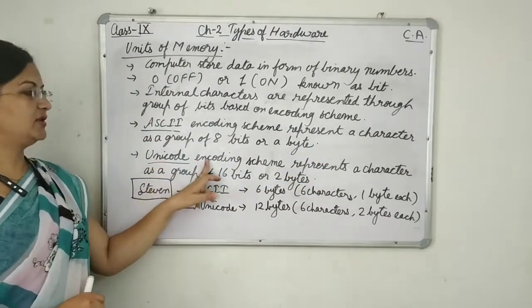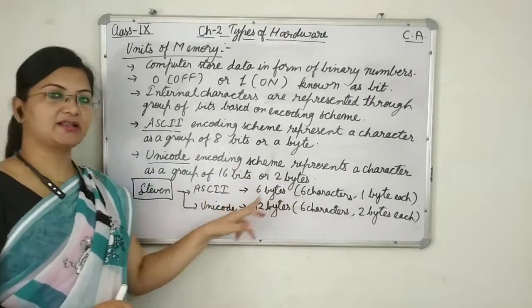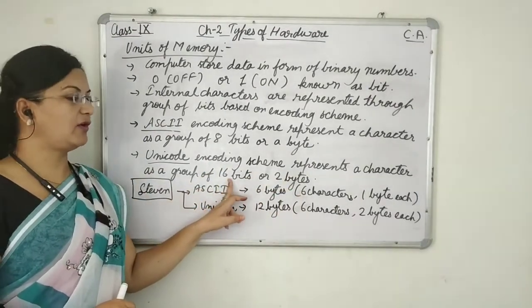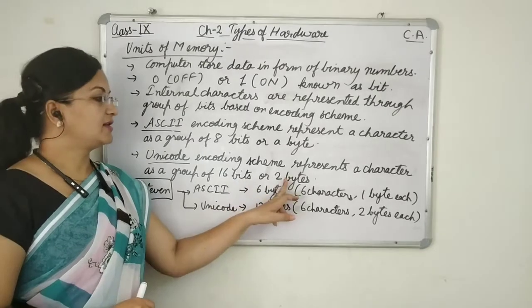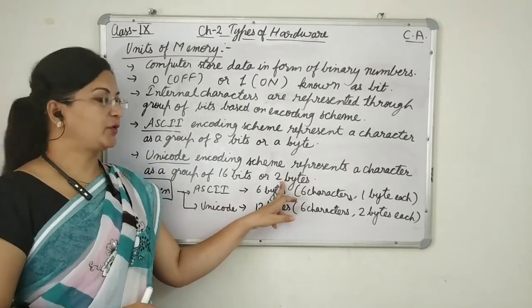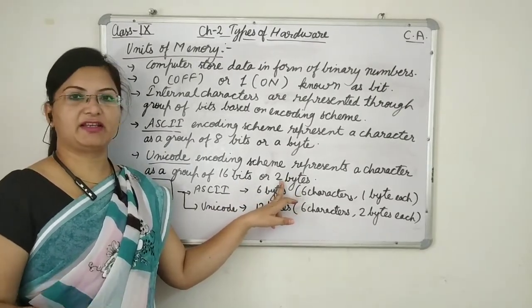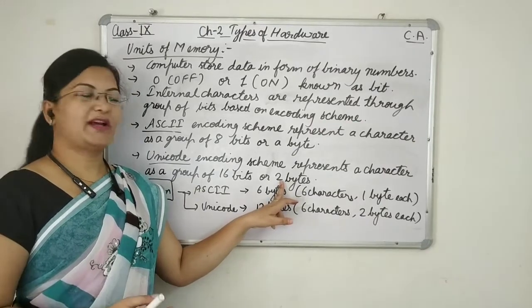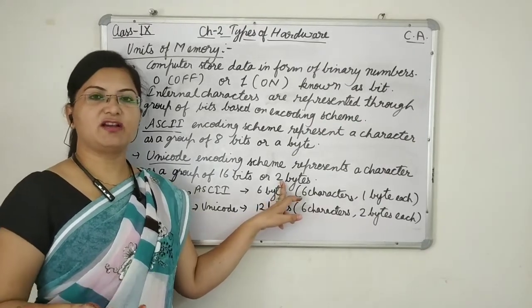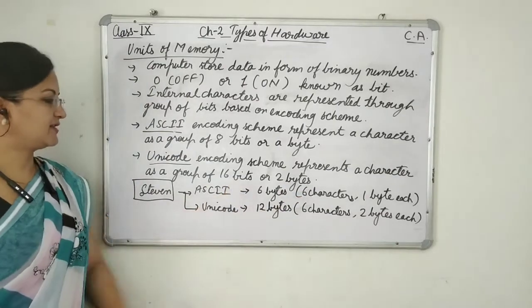Now Unicode. In this encoding scheme, the character will be represented by a group of 16 bits. That means 2 bytes, because 1 byte, you know very well, is 8 bits. So 2 bytes means 16 bits. 8 twos are 16.